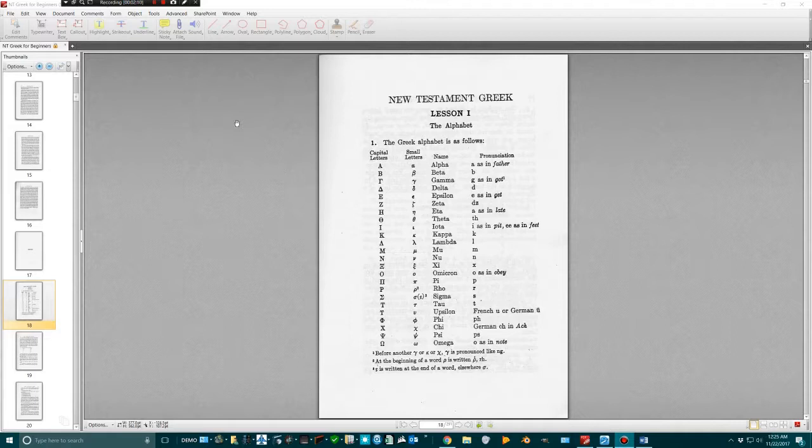The following letter is iota. Iota. This would be I as in pit, or a double E sound as in feet. Context determines how we pronounce that. Also notice that the iota looks like an I, but please, when I was a first year Greek student, I had a vile habit of always putting the dot at the top.